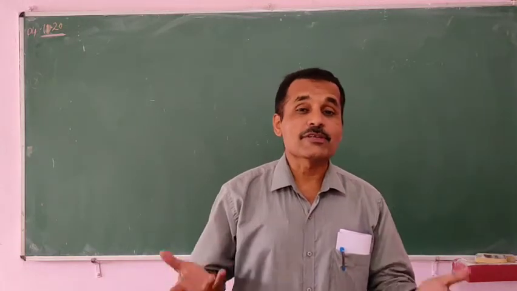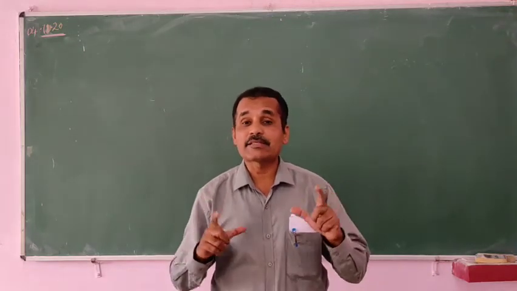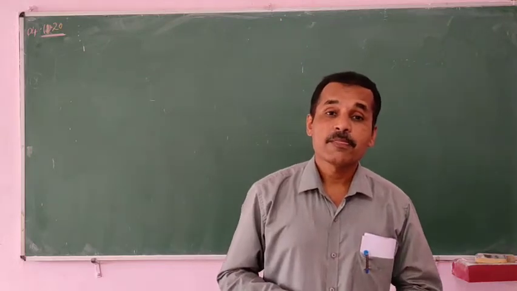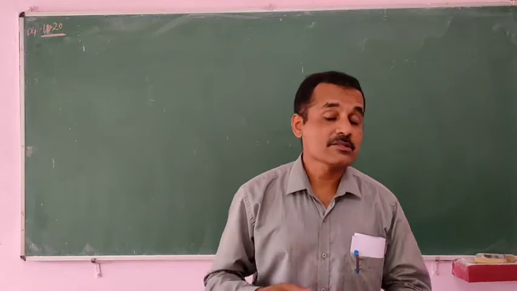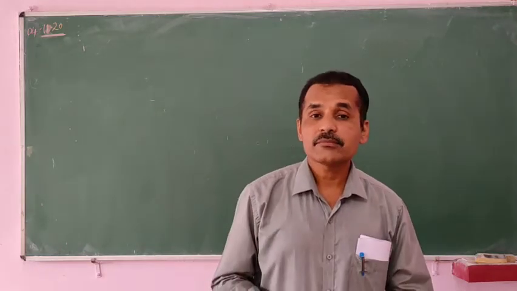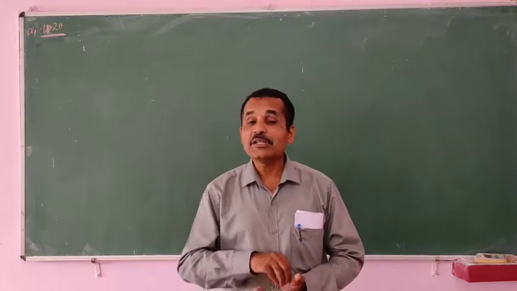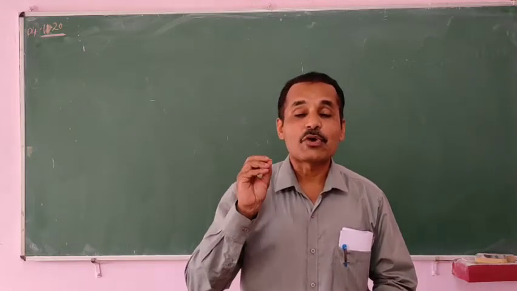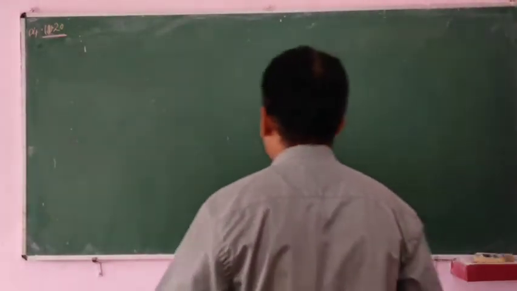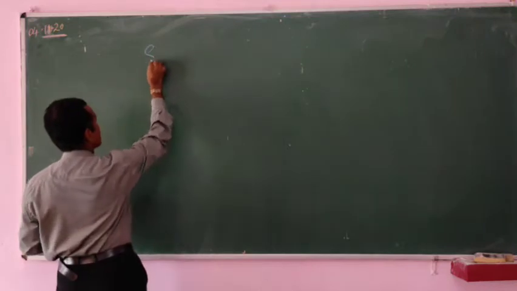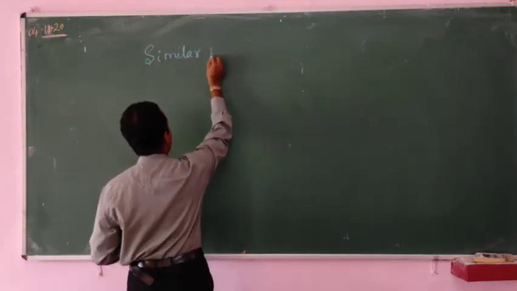You take 2 circles of the same radius, they are congruent. 2 line segments of the same measurement, congruent. 2 equilateral triangles with the same measurement, they are congruent. But in class 10, we are learning a different type of triangle which we call similar figures or similar triangles. We will talk about similar triangles.